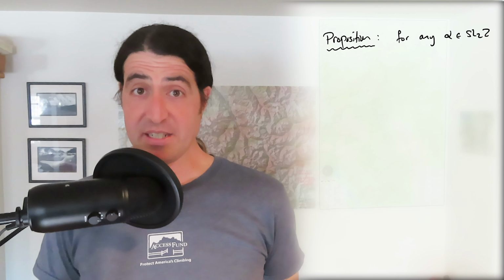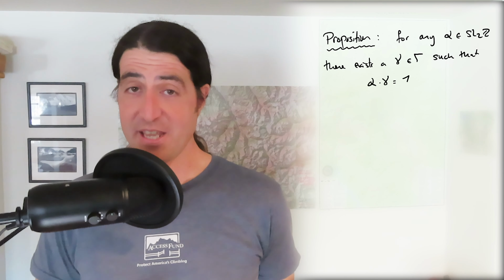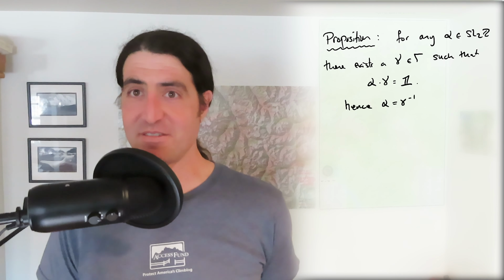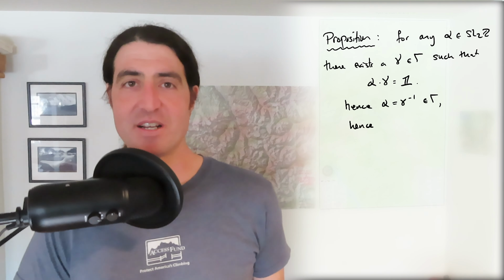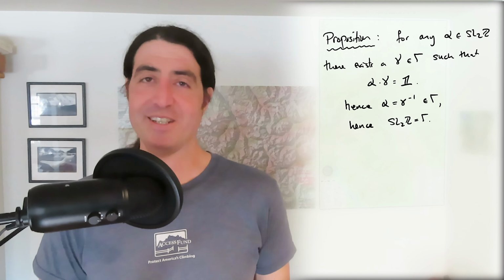And I claim the following proposition. For any alpha in SL2Z, there exists a gamma in capital gamma such that alpha times gamma is equal to the identity matrix. Hence, alpha is in capital gamma, and hence capital gamma is equal to SL2Z. Great, okay, so proof. We're going to begin this proof with a series of intermediate results, some easy lemmas that will set us up for an algorithm that we will use to compute.